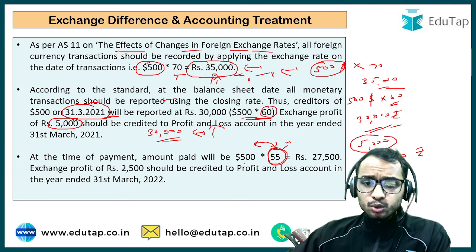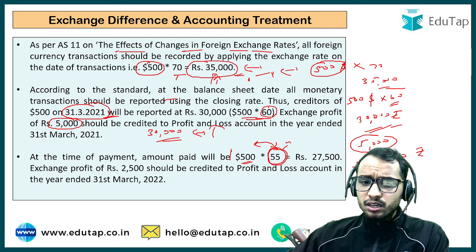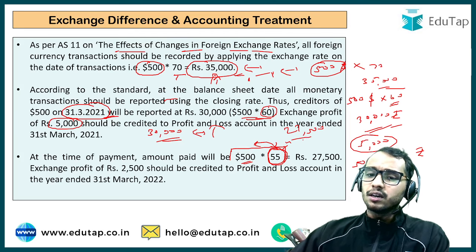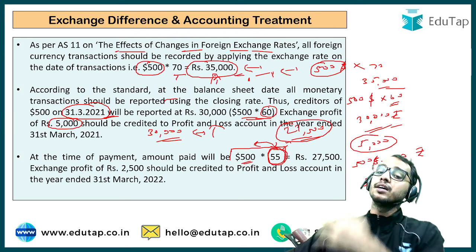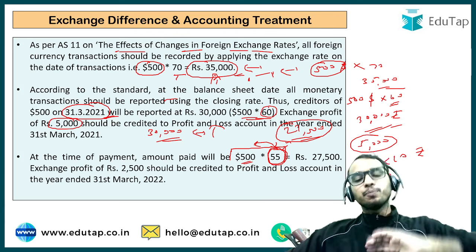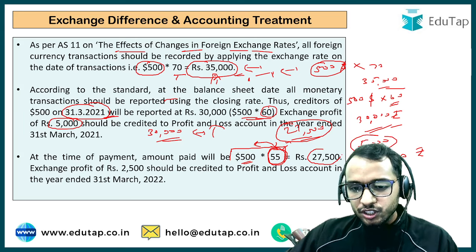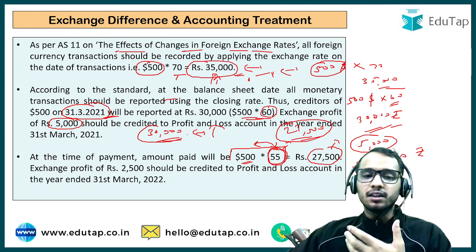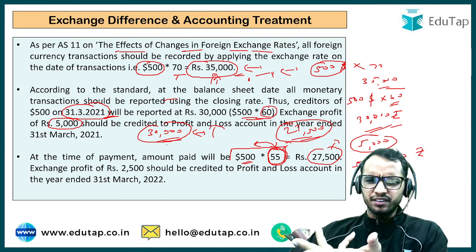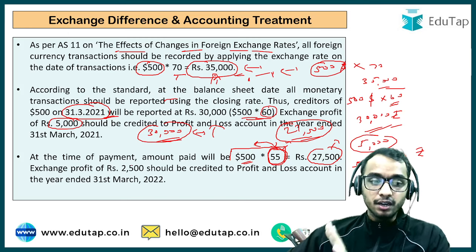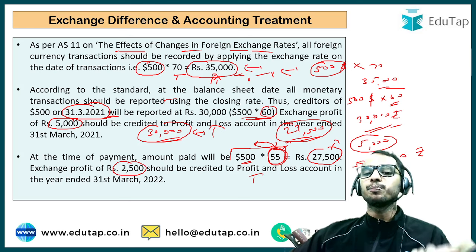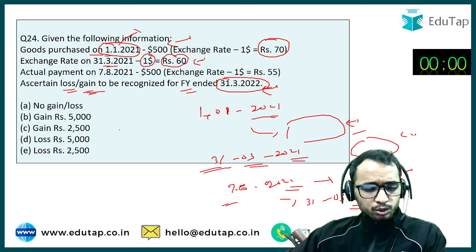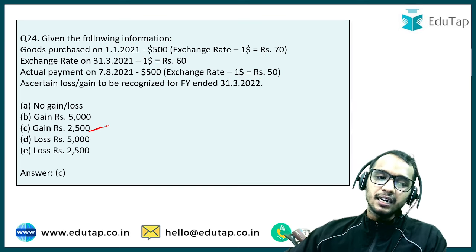So, $500 multiplied by 55 rupees. So now you have to only give 27,500 to the bank to get $500 so that you can pay the creditor. So again the profit of how much? 27,500 is what you have to give now, and the carrying amount you have shown is 30,000. So that will become 2,500. Yeah, 30,000 minus 27,500. So 2,500 will be credited to the PL account as on 31st March 2022. So the answer would be option number C, gain of 2,500.